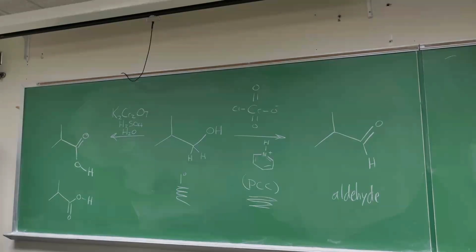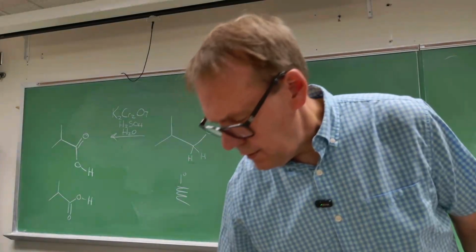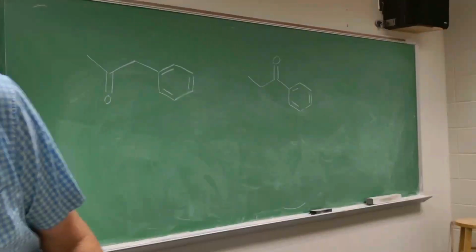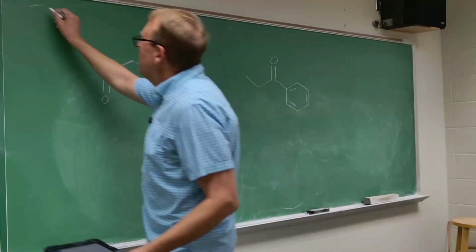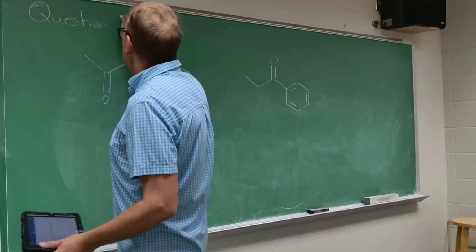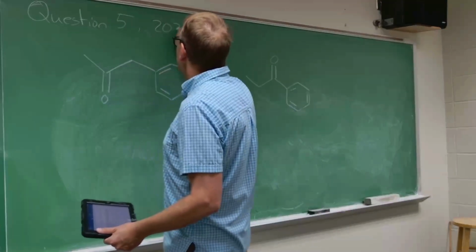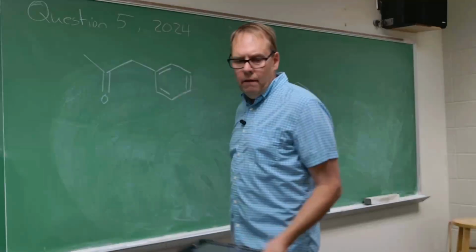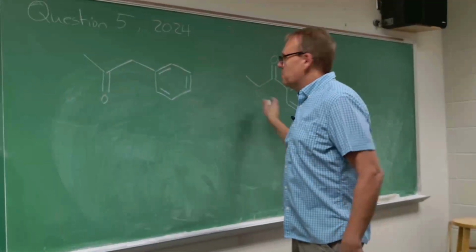Here's one of the two isomers, and here is the other isomer. And they are very similar looking. The difference is, I gotta adjust this. So this is question 5 off the 2024 exam 1. And how do you tell these apart by spectroscopy?